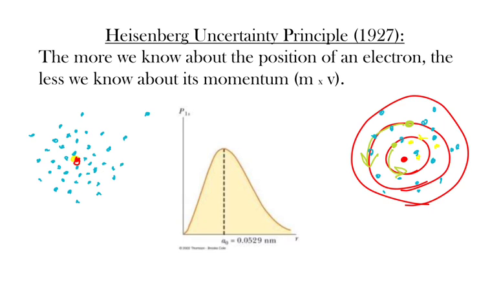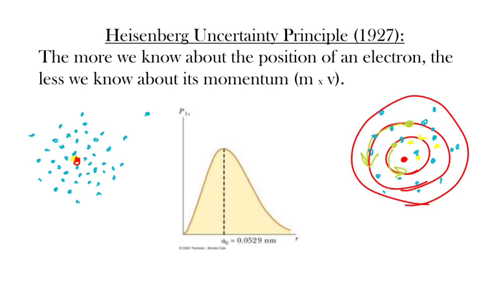We don't know anything about their path, really, how they get from point A to point B, which is why he said the more we know about the position of an electron, the less we know about its momentum, meaning that for really small, really fast objects, we can't really know both where it is at any point in time as well as its velocity, how fast it's going.